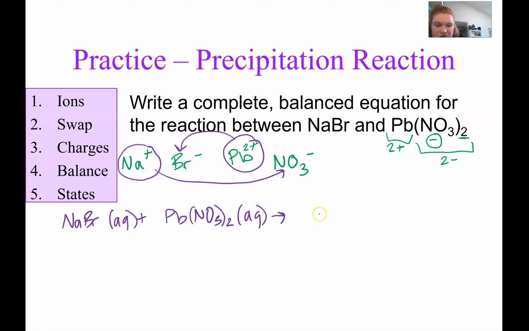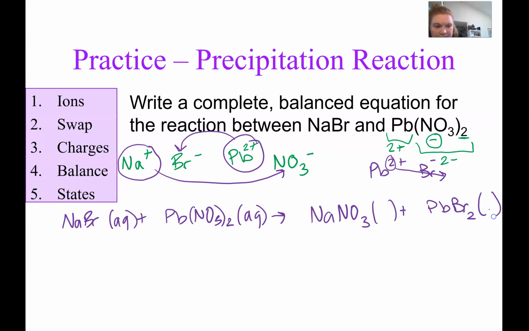So my first new product is Na with NO3, and I can see that they both have a 1 charge, a 1- and a 1+, so I can just combine them in that ratio, and I'll leave parentheses there to be filled in later. And then I have Pb2+ and Br with that 1-. So I'm going to take that 2 and write it as PbBr2. So my charges are balanced.